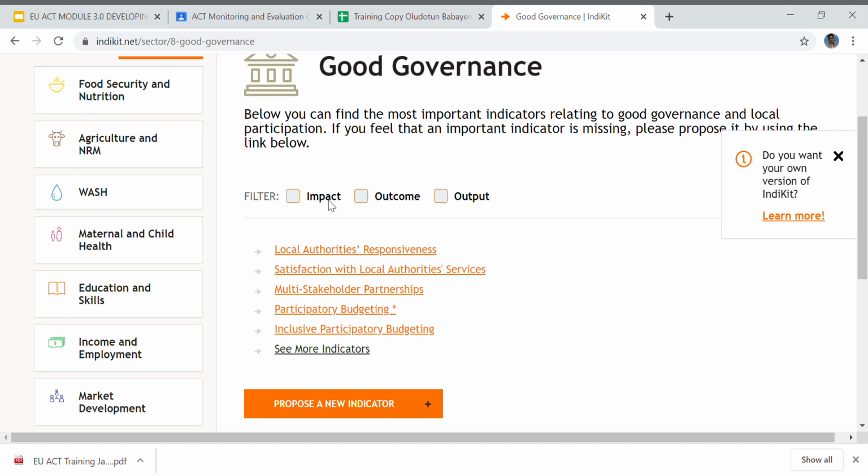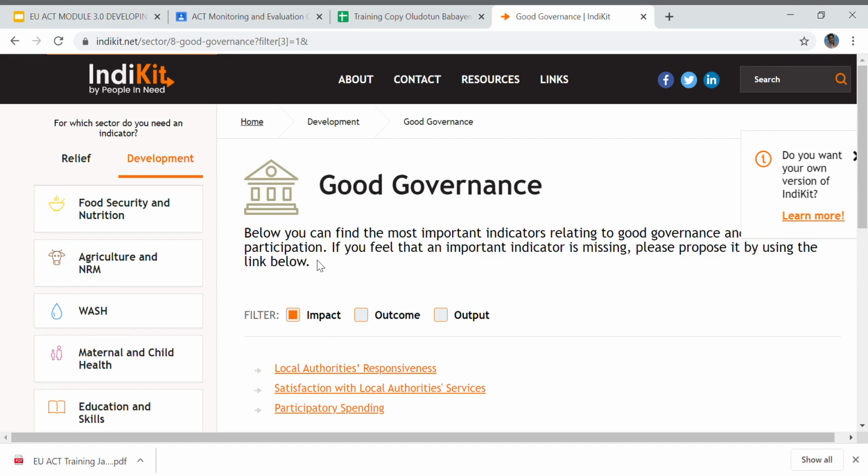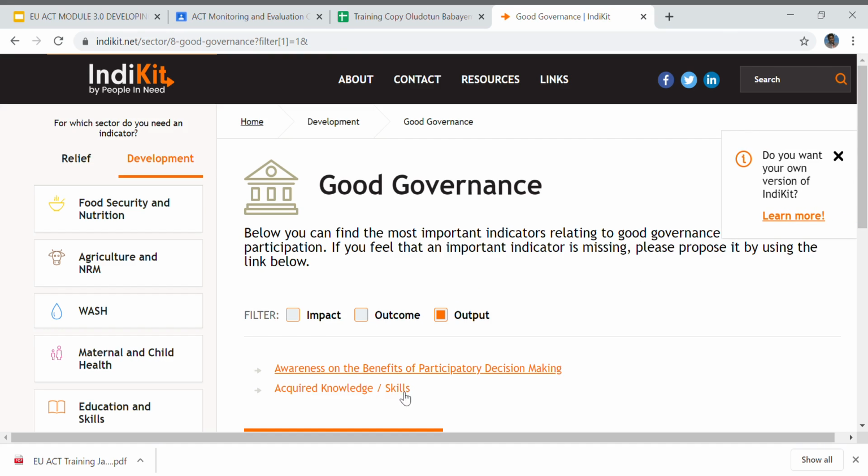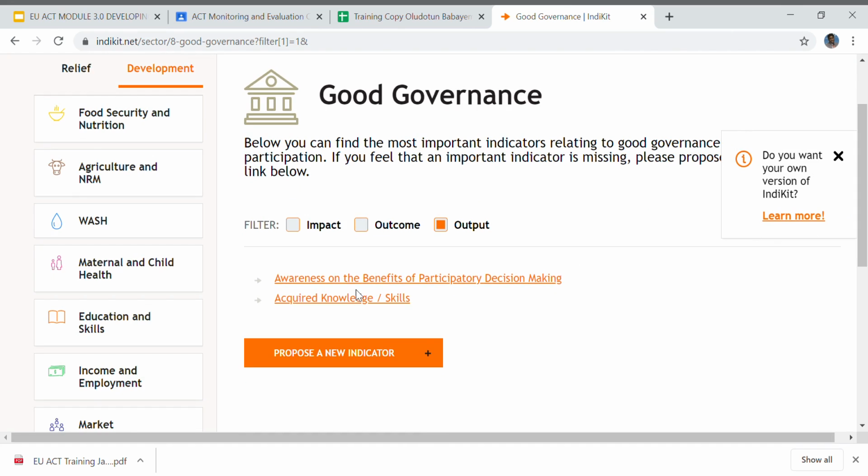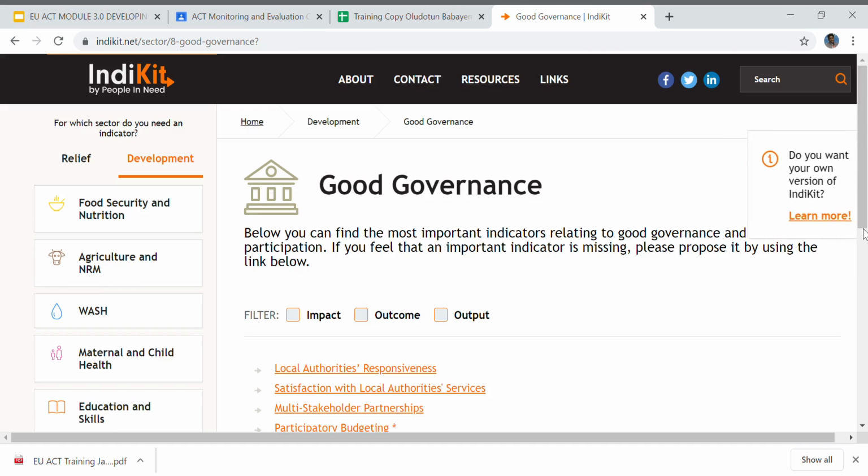And you can filter it by the type of indicator, right? Either it's impact, so these are impact level, or outcome, or it's only output related, so these are output related indicators. So you can see what your output means here. I remember in Module 2 we talked about awareness, we talked about acquired, so what they have learned, right? Learning. So think about using it in that format.